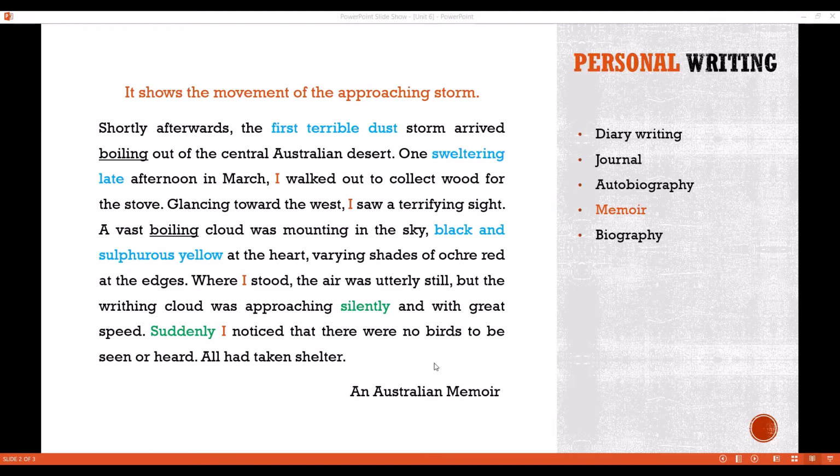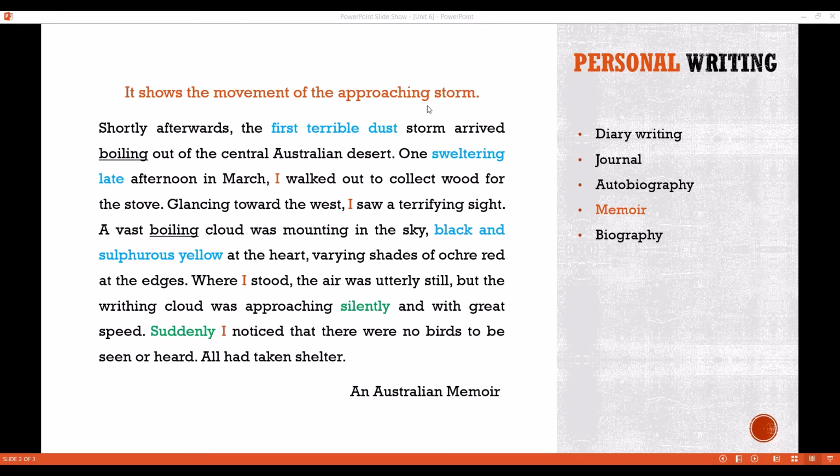I stood there, the air was utterly still, and if he could see, then he is writing it down. It means the sense of sight he's using. Okay, the cloud was approaching silently. It means he's using the sense of hearing as well. So it's better to use at least three senses for writing your description, a good piece of description.